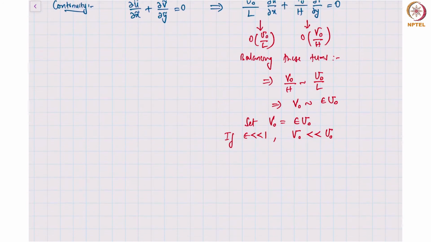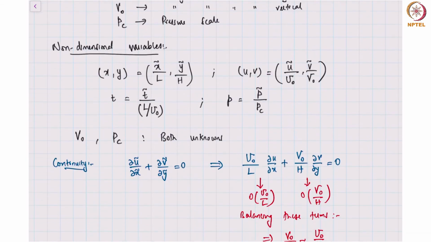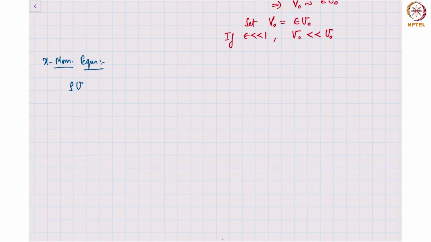Now let's look at the x momentum equation. I'll directly write down the x momentum equation without writing down the dimensional equation. If I substitute into the x momentum equation, the left hand side, the inertial terms, all become density times U naught square by L, times del u by del t and the convective terms. The scale for pressure is unknown, but what we get is Pc by L del p by del x. And now you have mu.